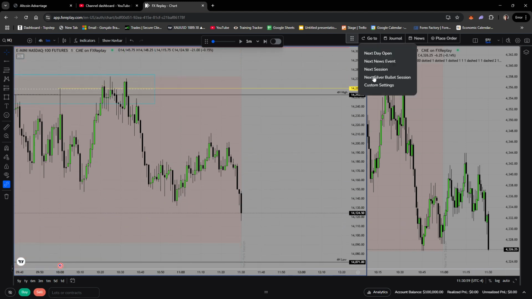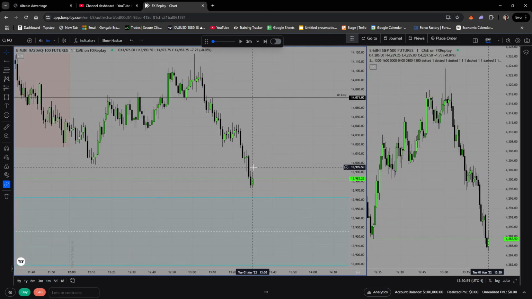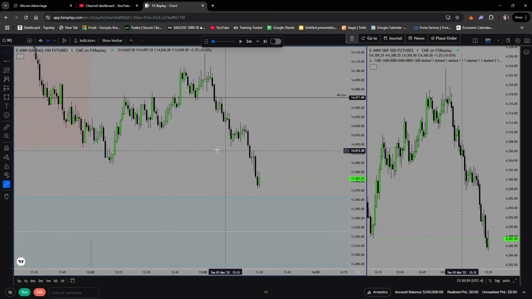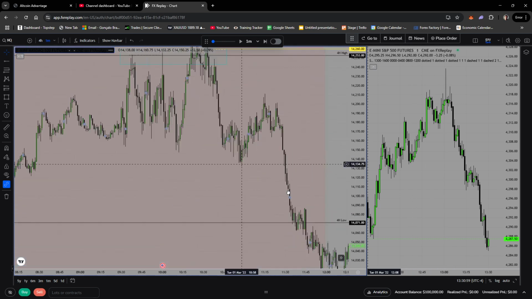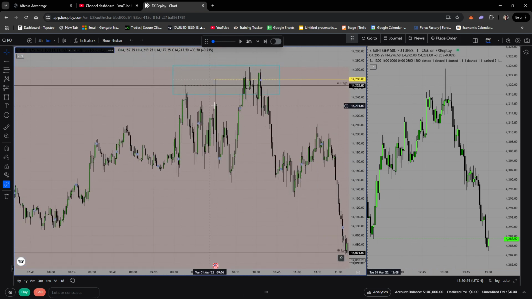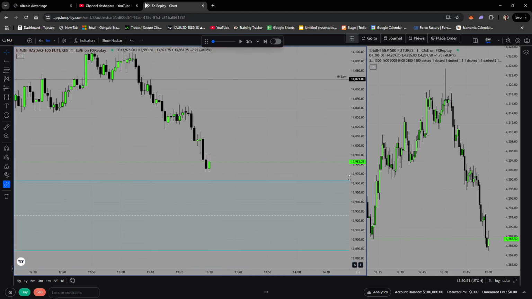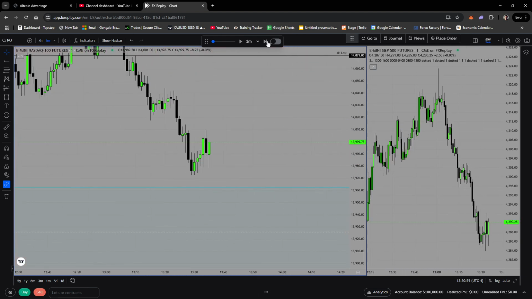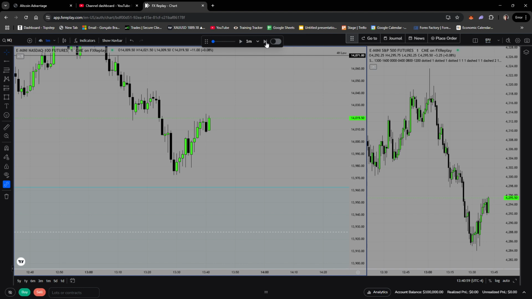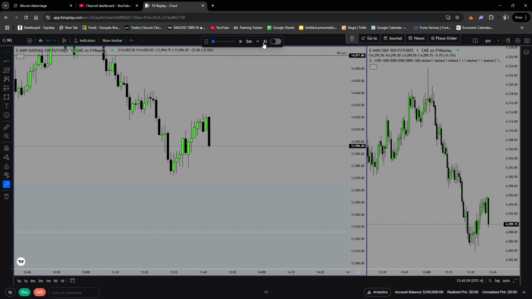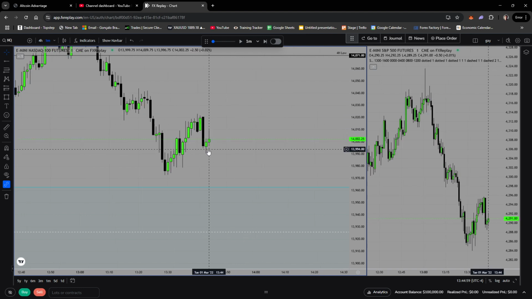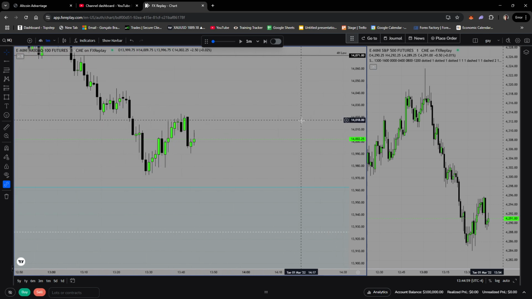Now, the PM session is from 13:45 till 14:15. This session is valid if the first 2 AM sessions are choppy, which they were today. So going back here, let's fast forward. 13:42, 13:44. Okay, we'll stop here.